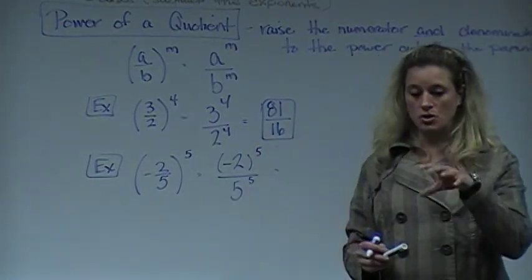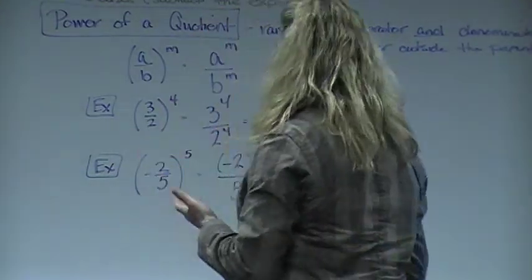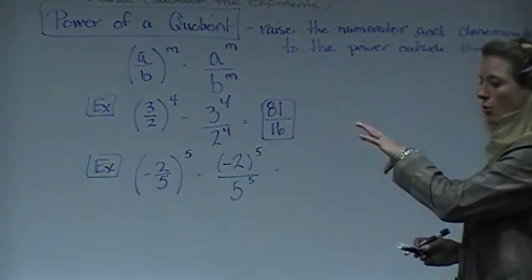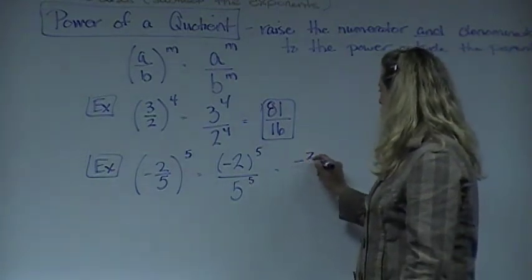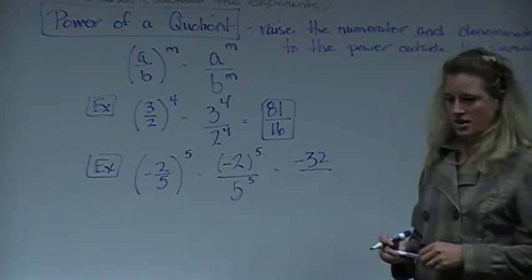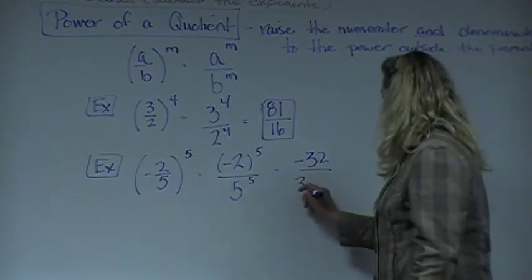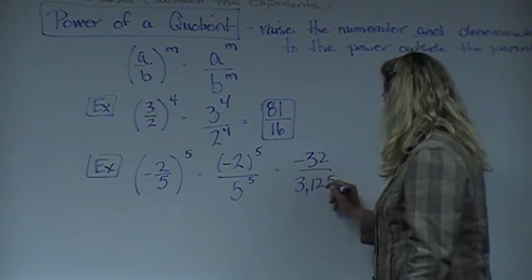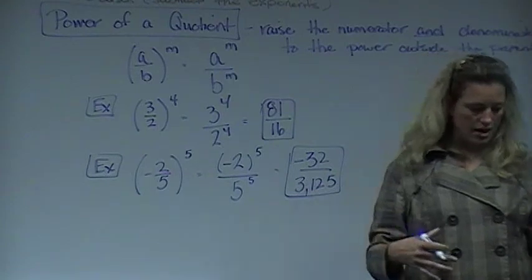What's -2 in parentheses, and that's why it's very key to put the negative in parentheses, to the 5th power. Obviously it's to an odd power, that means it's going to stay negative. So -32 over 5 to the 5th, 3,125. Very good. 3,125. Good. Does it make sense how to do that?